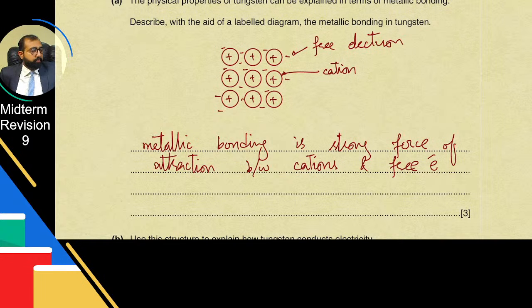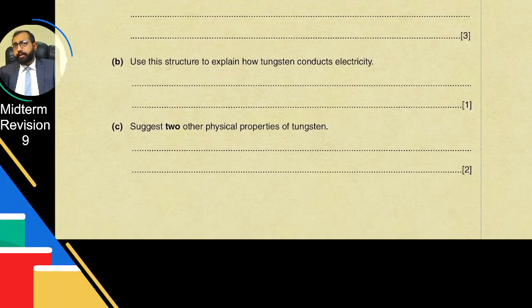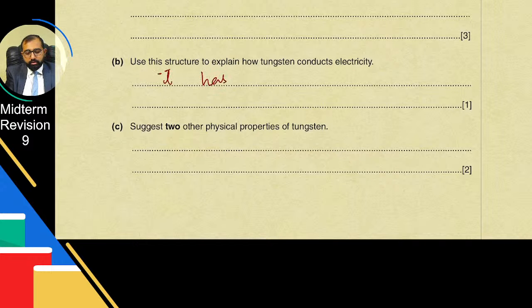So metallic bond is the strong force of attraction between cations and free electrons. Ionic bond is between cations and anions or positive and negative ions. And covalent bond is the force of attraction between 2 nuclei and the shared electrons that they have. Okay, so I hope that that's clear. Moving on, use this structure, the one that you just drew, to explain how tungsten conducts electricity. Very easy, textbook question, textbook answer, that it has free electrons. And there you go. You can clearly see that you showed that in the diagram.